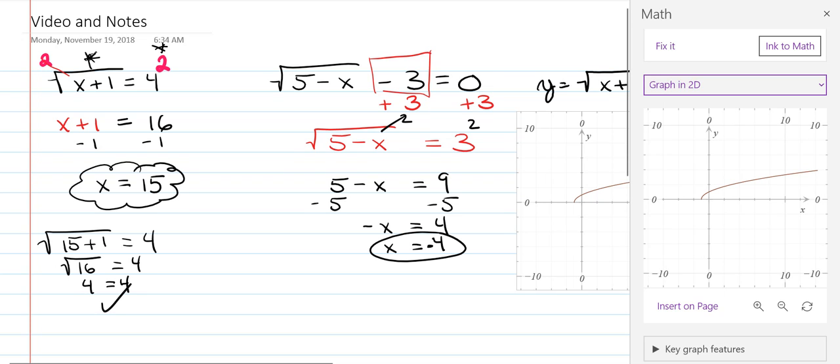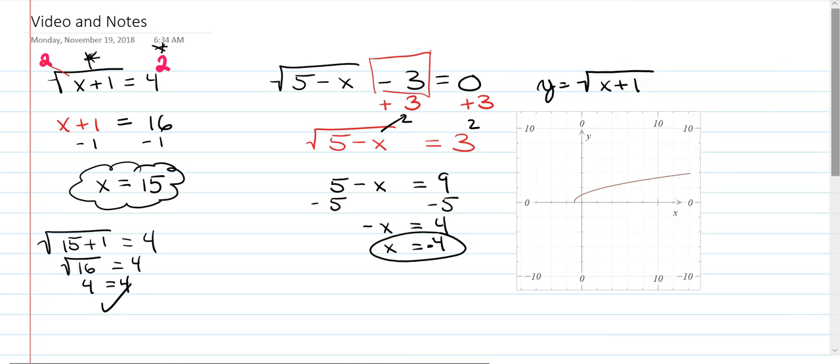Now this one here, remember, this is y equals. So my y equals 4. So let's see, we're going up by 10, so 2, 4. So the line y equals 4 is right here. So if I kept going, this graph would cross over here somewhere at x equals 15. So that's what it looks like graphically.